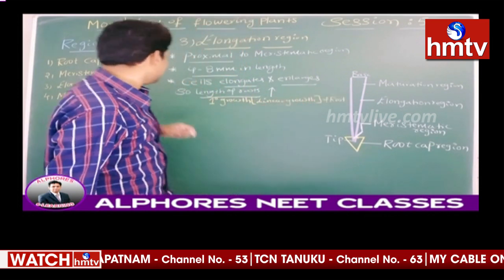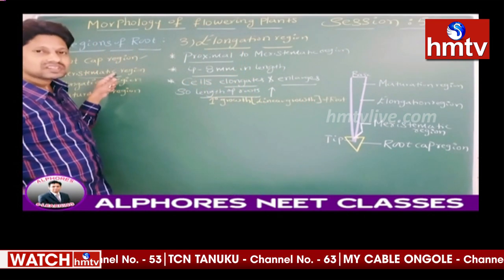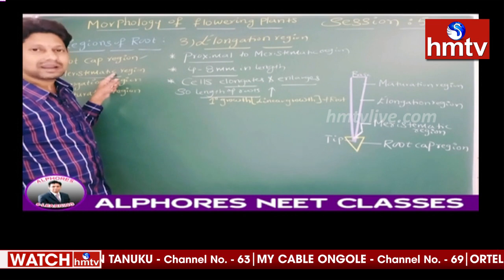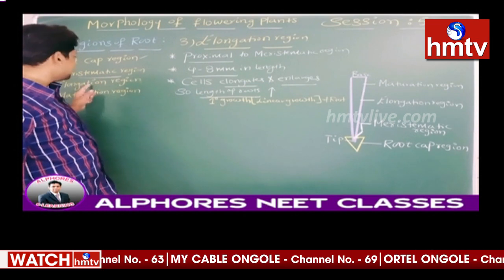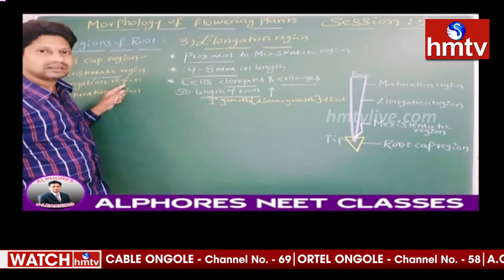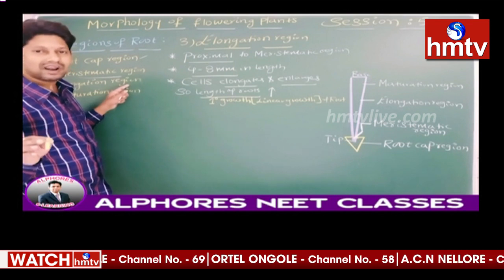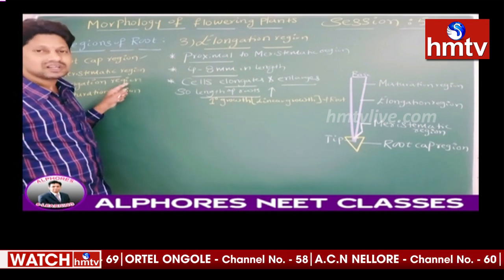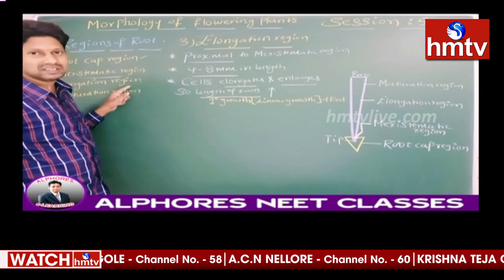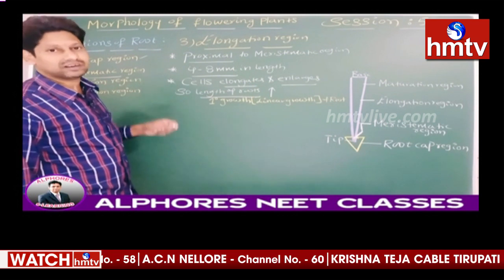Okay, therefore, in the meristematic region, cell division has taken place and the number of cells has increased. In the elongation region, cell elongation has taken place, so the size of the cell has increased, right?